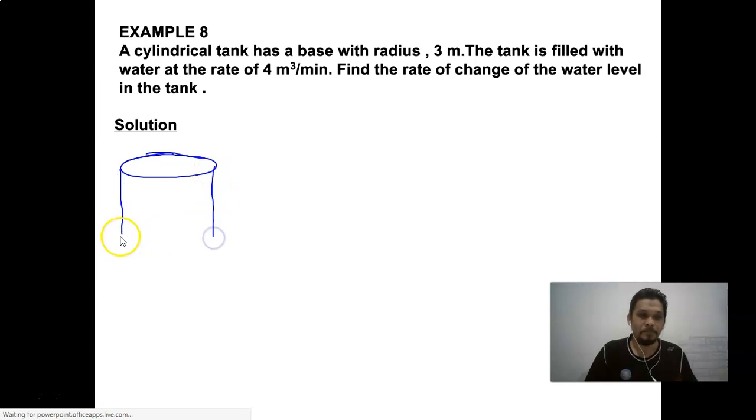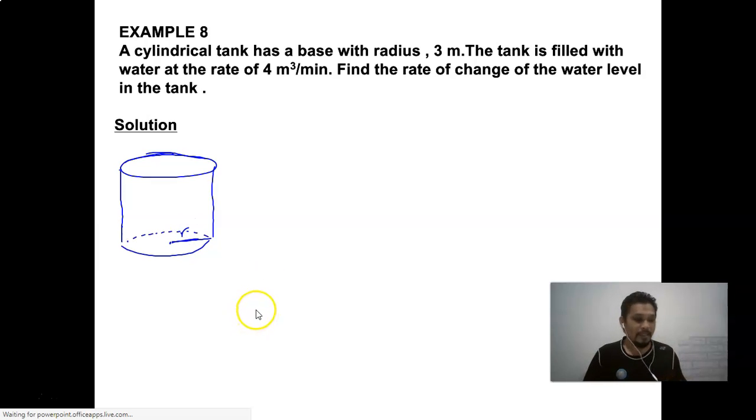Okay. Cylindrical tank. Then of course we're talking about the center of the circle here. Then there is a radius. Okay. And then with the height, so dV. A cylindrical tank has a base with a radius of 3. So then R equal to 3.